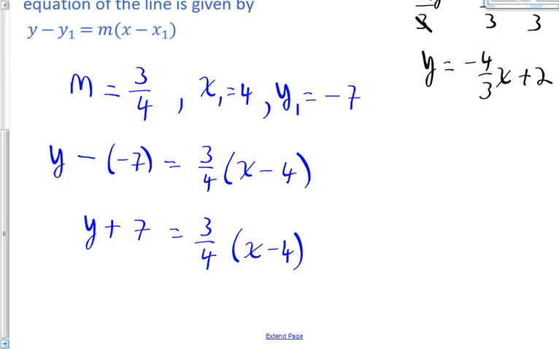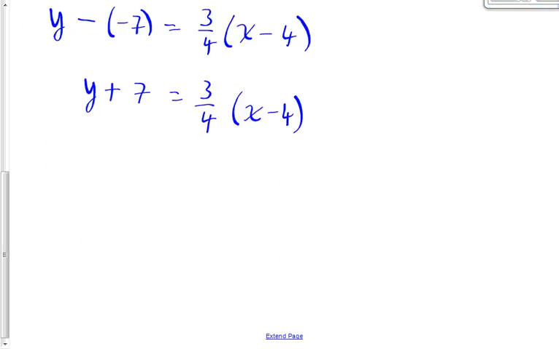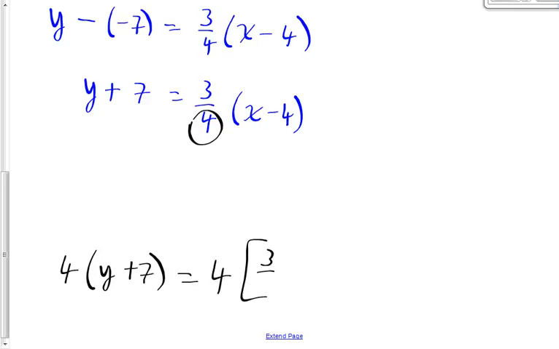So to put this in standard form, I want it written as ax plus by equals c, right? So I want to clear the fractions first. I'm going to take both sides and multiply them by the denominator of the slope. So I'm going to multiply the left-hand side by 4, y plus 7, and I'm going to multiply the right-hand side by 4, 3/4 times x minus 4.